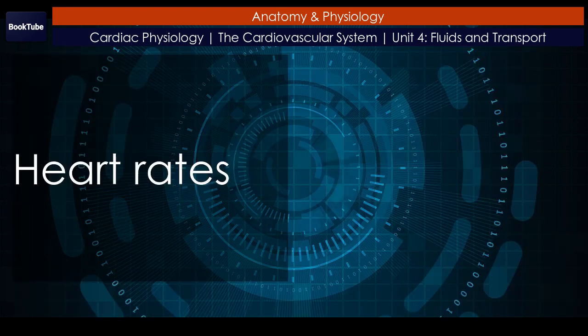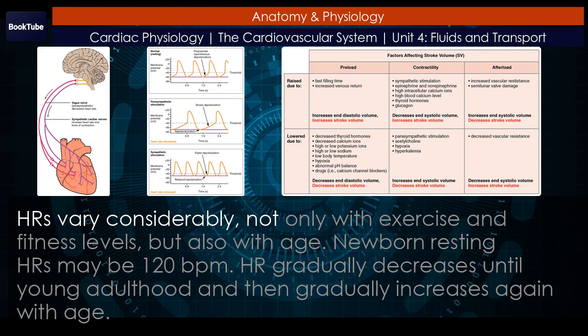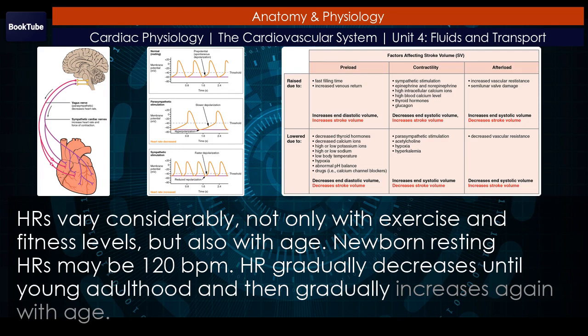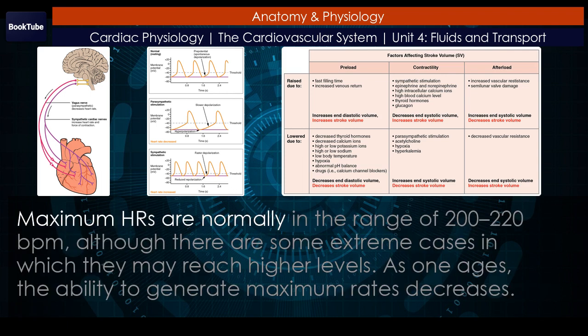Heart rates. HRs vary considerably, not only with exercise and fitness levels, but also with age. Newborn resting HRs may be 120 BPM. HR gradually decreases until young adulthood and then gradually increases again with age. Maximum HRs are normally in the range of 200 to 220 BPM, although there are some extreme cases in which they may reach higher levels.